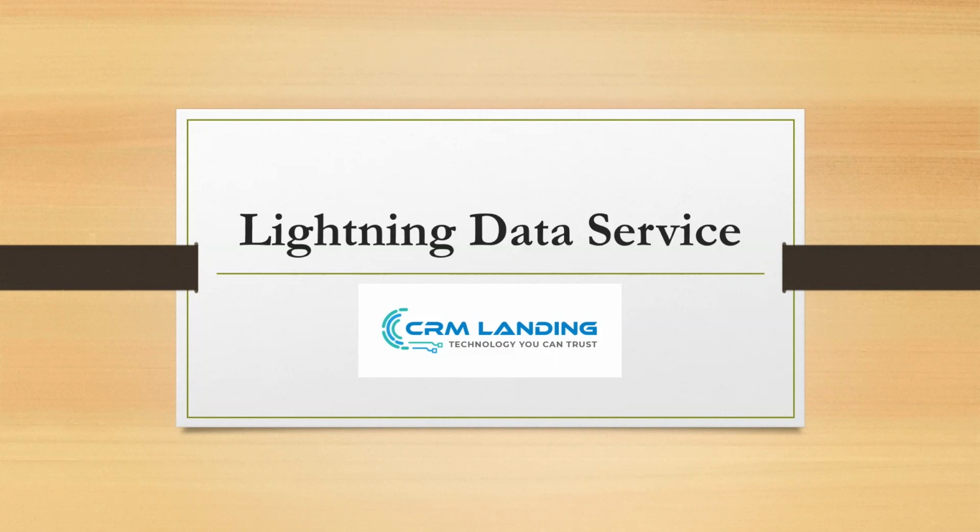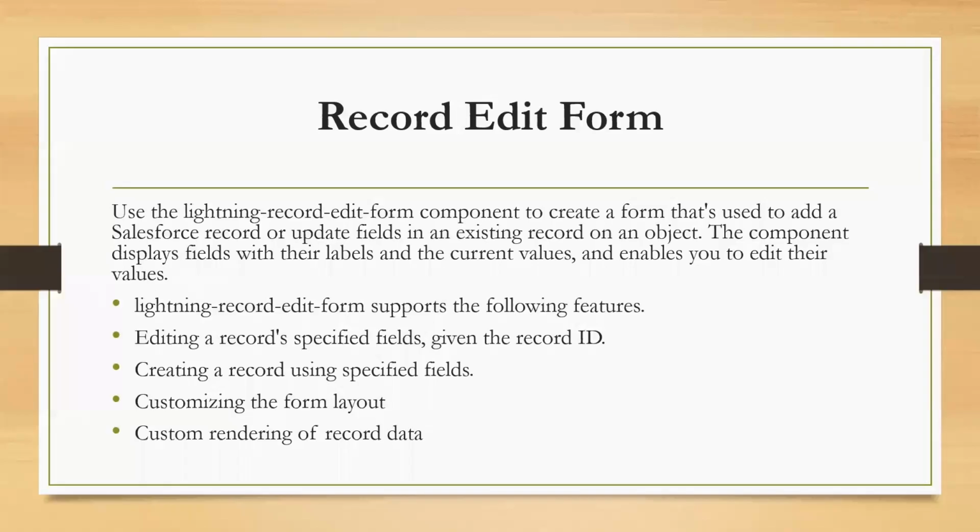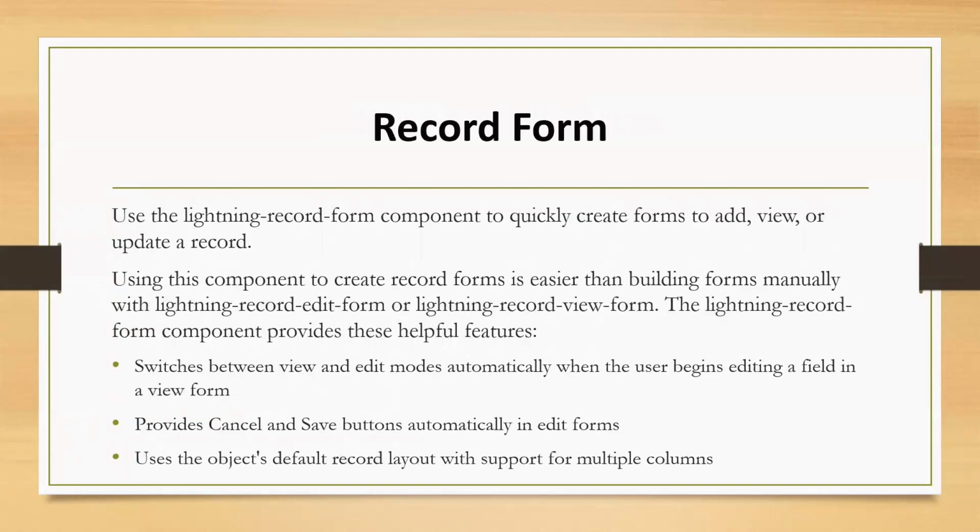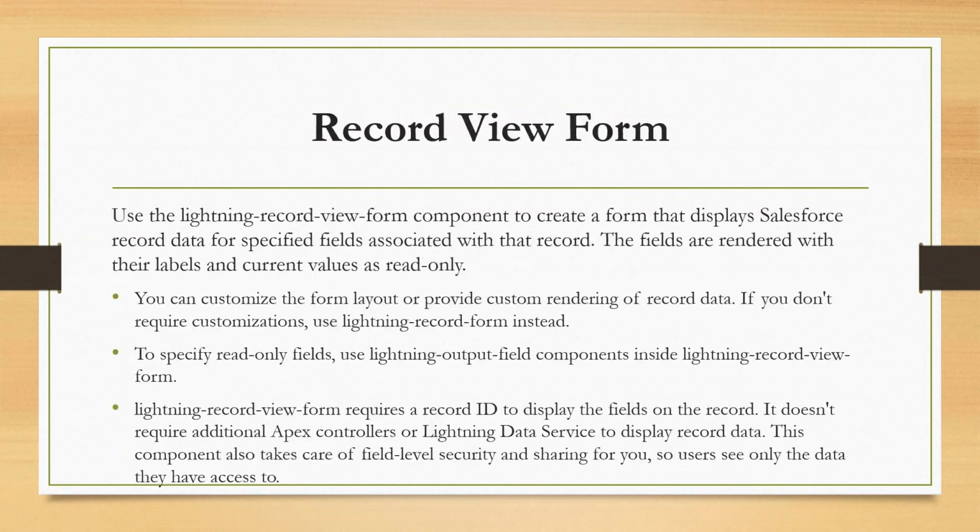Lightning Data Service is achieved through three forms. First is RecordEditForm. Basically, RecordEditForm is used to create a new record or update an existing record. Another one we have is record form. Record form is basically used to view, create or update a record. The last one is record view form. If we want to only display the records, in that case, we can go with the record view form.